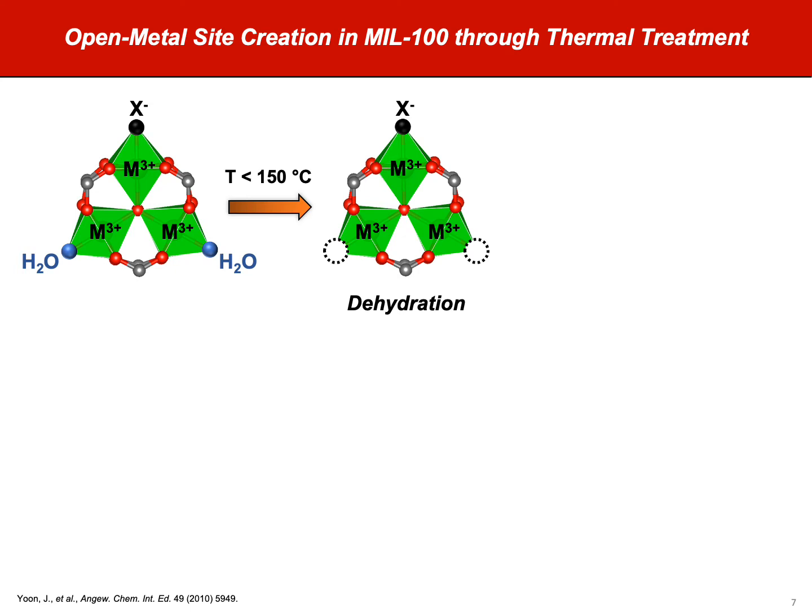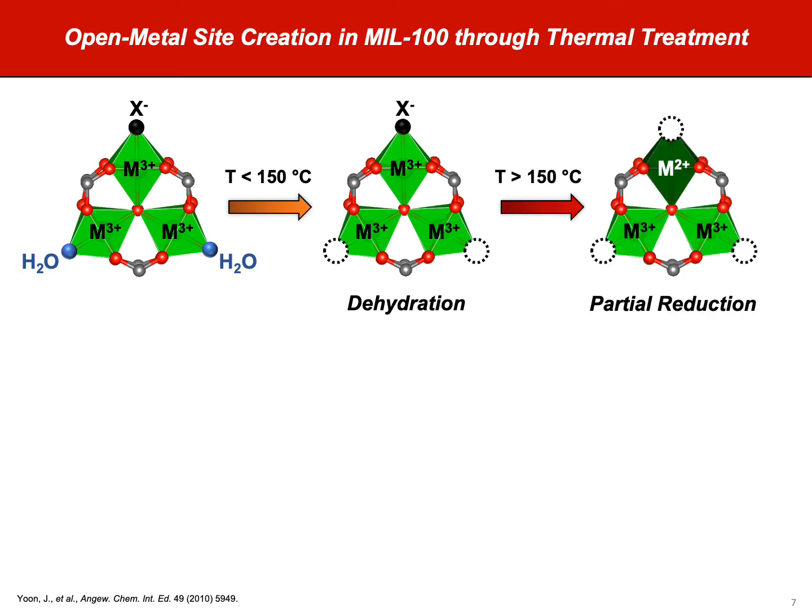Now I can activate this material at higher temperatures, and typically at temperatures below 150 C, I can eliminate the water molecules to form metals in the +3 oxidation state, and above 150 degrees Celsius, I can eliminate the anion and concurrently reduce my open metal site to a +2 oxidation state.